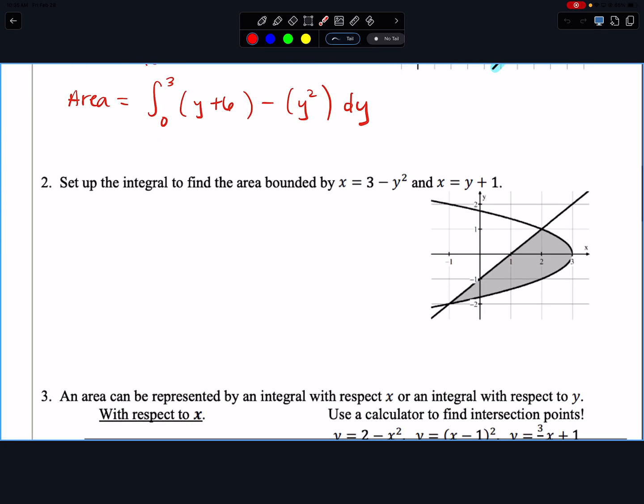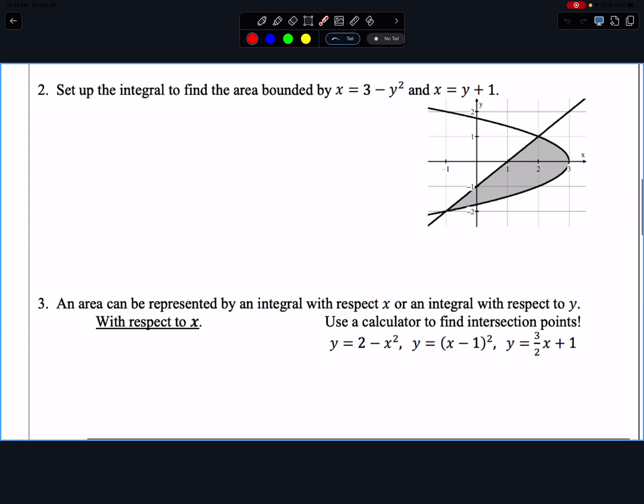Okay, set up the integral to find the area bounded by x equals 3 minus y squared and x equals y plus 1. So we're going to do this with respect to y. Whenever I write WRT, that's my shorthand for with respect to. So with respect to y, that means my integral is going to have a dy.